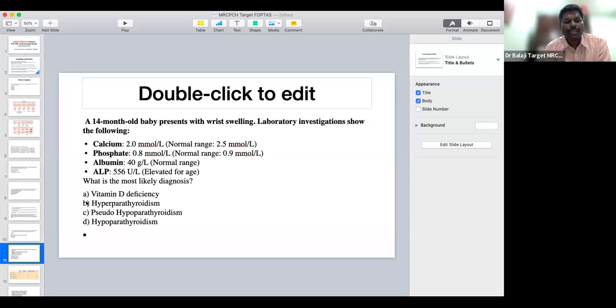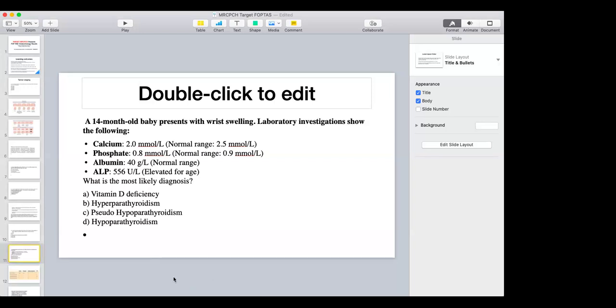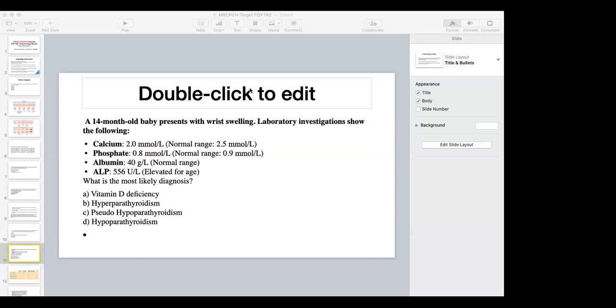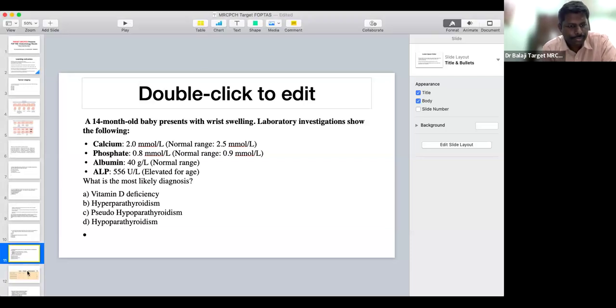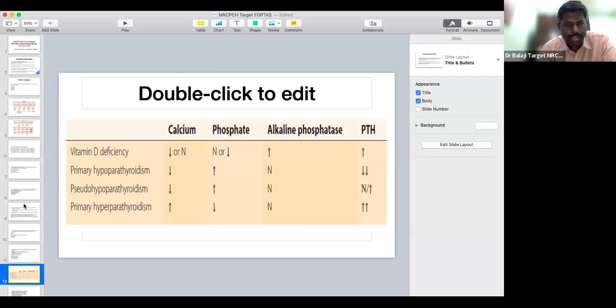So why not the other options? How about parathyroid hormone? How will it be? I'm not sure, but I think alkaline phosphatase may not be elevated. I don't know, sir. I'm sorry. Yeah. So good attempt. So it is rickets. It's a good option. So here is this tabular column. I have taken most of the references from Lissauer's Illustrated Textbook of Paediatrics, because that is the book which we should prepare for the FOP and TAS.